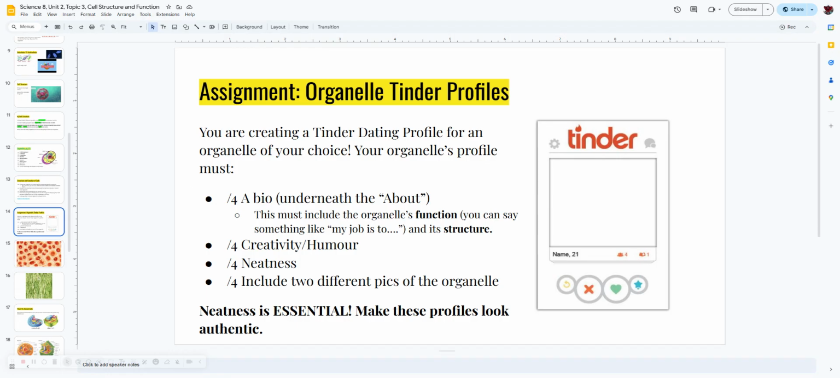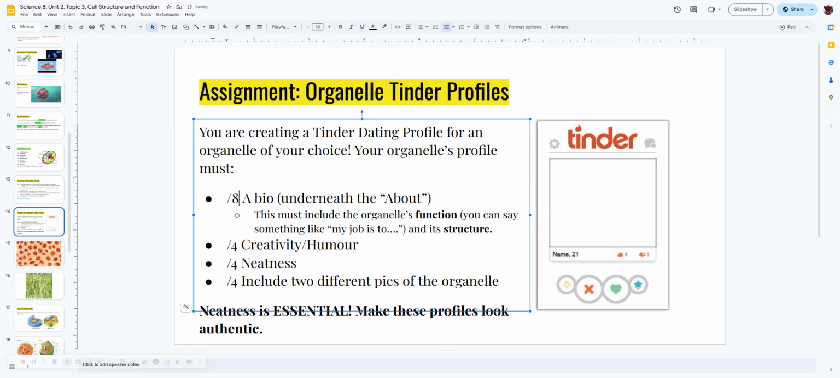Here's how you're being graded. Actually, I forgot to change this. Pardon me, the bio is going to be double the amount of marks because that's really important. So most of the marks are going to be on the bio. 4 marks for creativity and humor, 4 marks for neatness, and 4 marks for creating 2 different pictures of the organelle. We'll talk more about this in class as well.